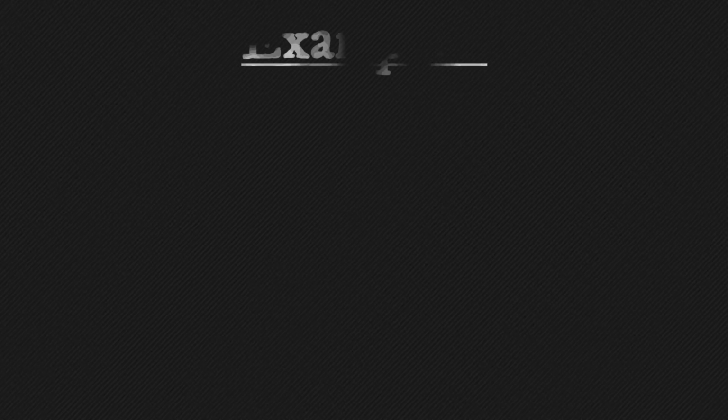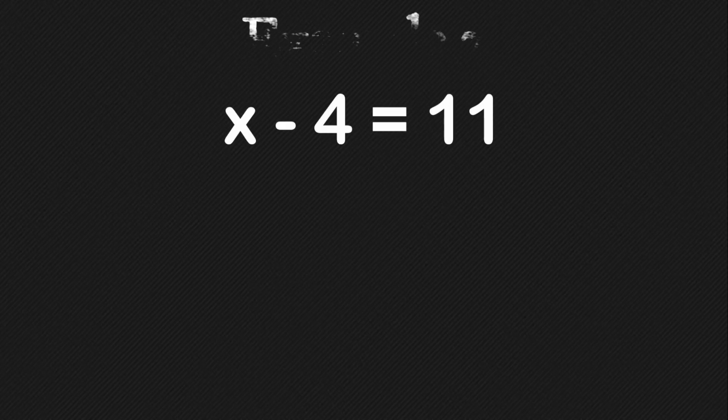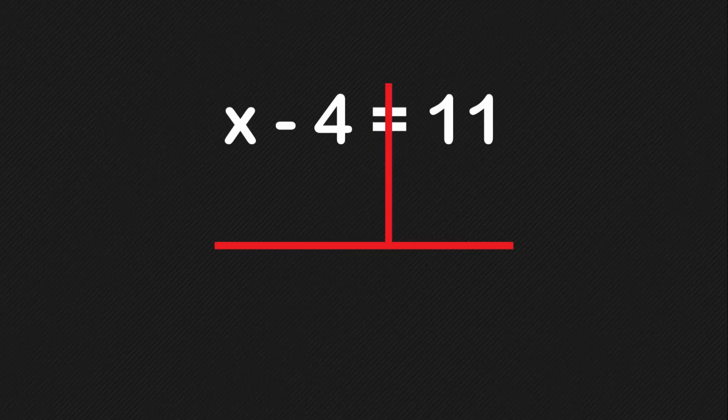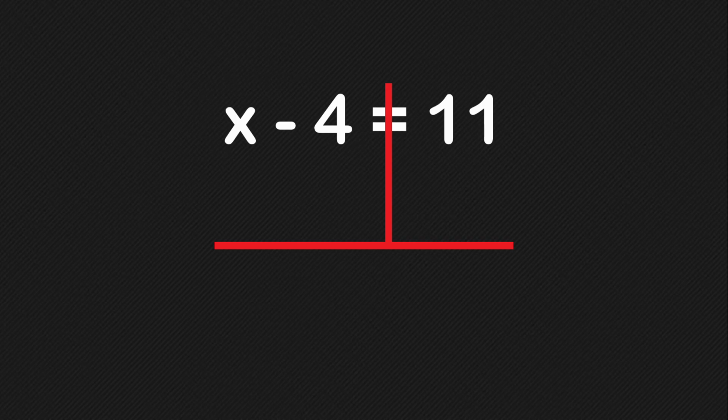Our next problem is going to have subtraction as part of the equation. This equation reads x minus 4 equals 11. Now, once again, we're going to try to isolate the variable, which means get the x all by itself. And in order to do that, we need to get rid of whatever else is on the same side of the equal sign as our x. In this case, it is the minus 4. So we're going to write the opposite of minus 4 down here, which is plus 4.